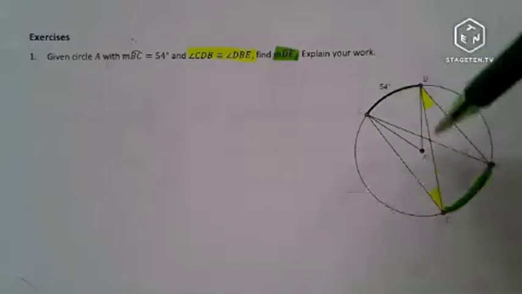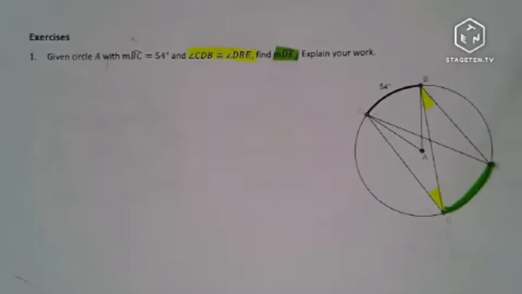A couple of other things that we notice here that I'm going to go over. We learned this last time, but let's go over some key points. Another key point would be that angle CBD is also equal to 54, because the measure of an inscribed angle is always the same as the measure of the arc.